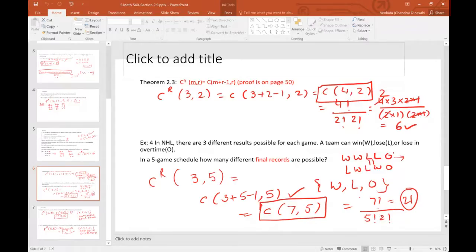So this becomes a combination because I don't care about the order. That is the reason I'm saying C power R. I have a 3 set: winning, losing, or losing in overtime. And I am picking 5 elements out of these 3 sets. That is possible because I can pick W more than once, L more than once, O more than once.